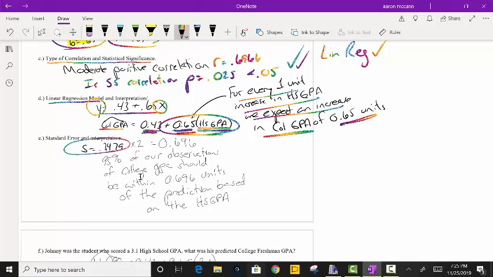The standard error is 0.3479, which is just going to give us the accuracy of the model. Doubling that gives us 0.696. So 95% of our observations of college GPA should be within 0.696 units of the prediction based on the high school GPA.